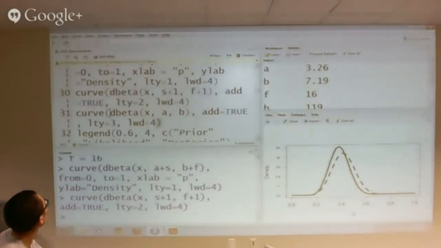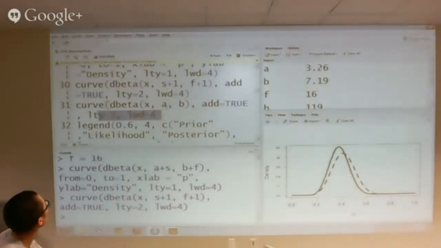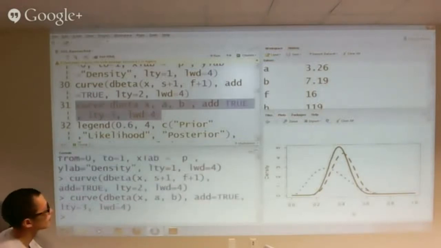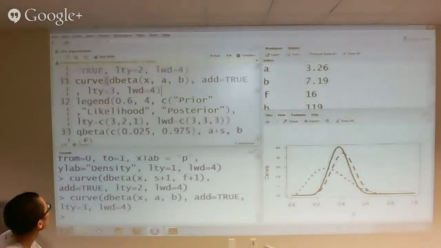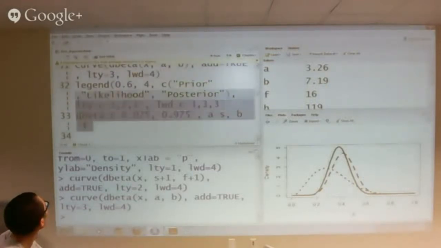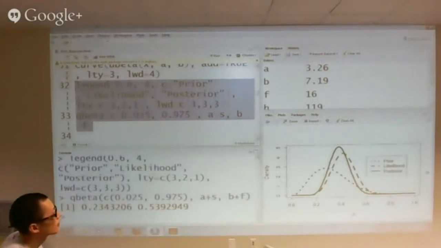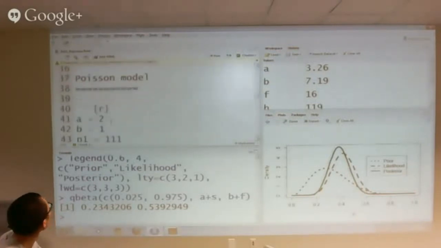This one, and the next, this is the prior distribution. Okay, we see the legend. So this is the prior, this is the likelihood, and this is the posterior distribution. Okay, the same as that one.